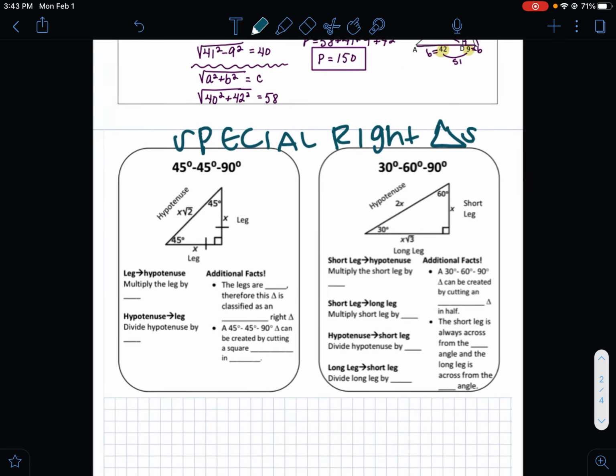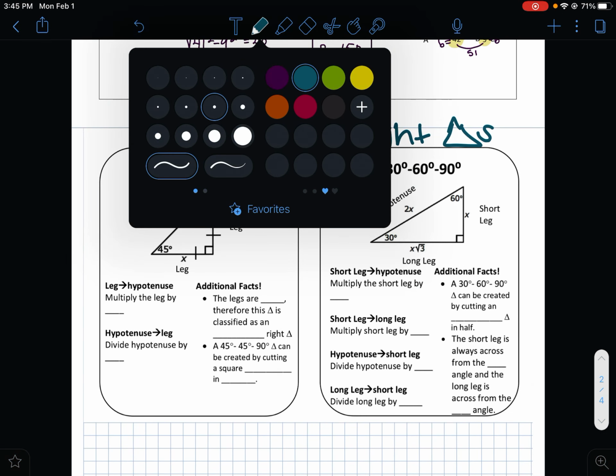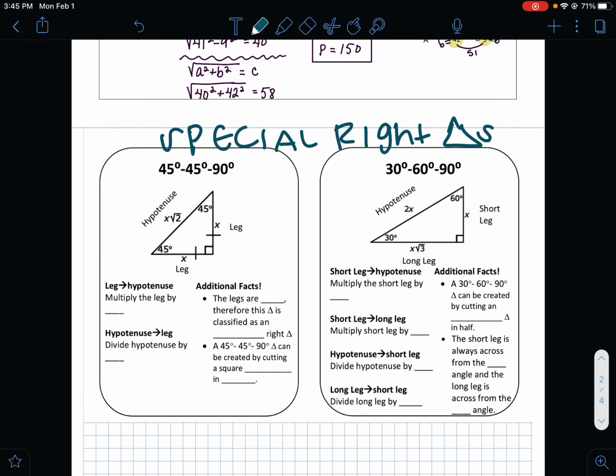All right, so special right triangles are pretty much what they sound like. They're right triangles that are special. There are two that you need to know. One is called the 45-45-90 because it has a 45-degree angle here, here, and then a 90-degree angle right there. And then we have the 30-60-90 for the same reasons: a 30-degree angle, a 60-degree angle, and a 90-degree angle.